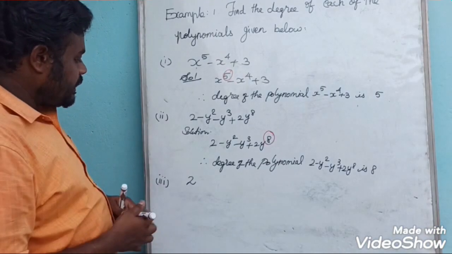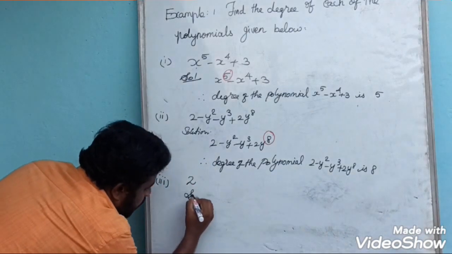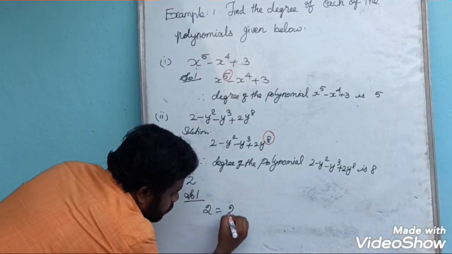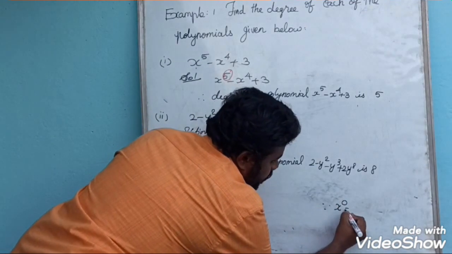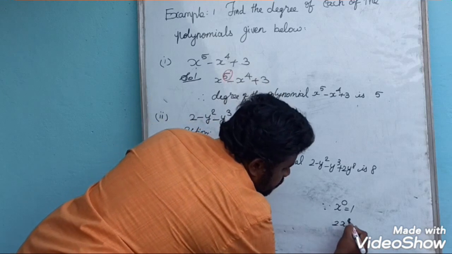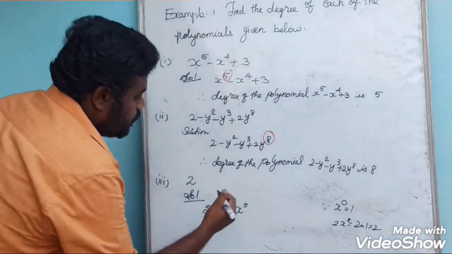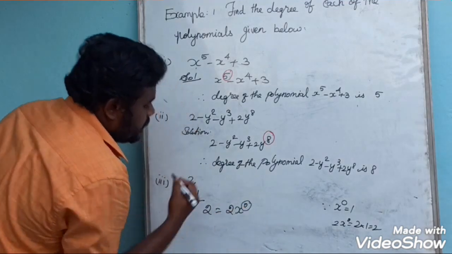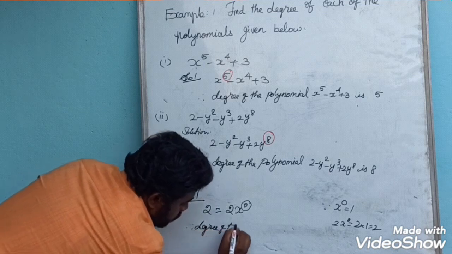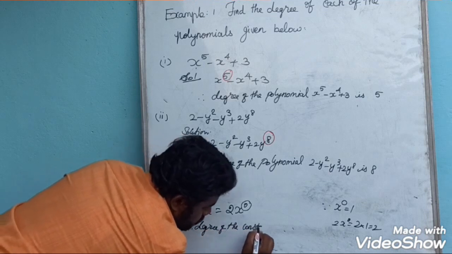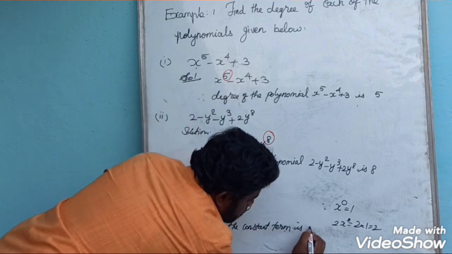Now the third question. Here there are no variables at all, only a constant term. This constant term can be written in the form 2 equals 2x power 0, because x power 0 equals 1. So 2 into x power 0, 2 into 1 equals 2. So the degree of this constant term is 0. Therefore, the degree of the constant term or constant polynomial is 0.